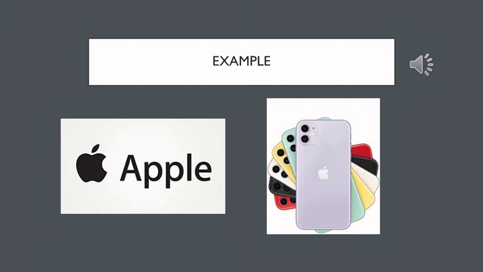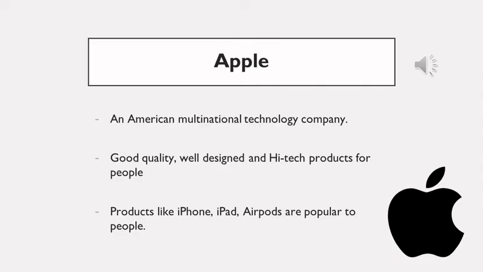So let's give some examples about the questions. The first example we will talk about is Apple. I believe that all of you know about Apple. Apple is an American multinational technology company. They provide good quality, well-designed, and high-tech products for people. Products like iPhone, iPad, and AirPods are popular with people because they are easy to use and a symbol of fashion.